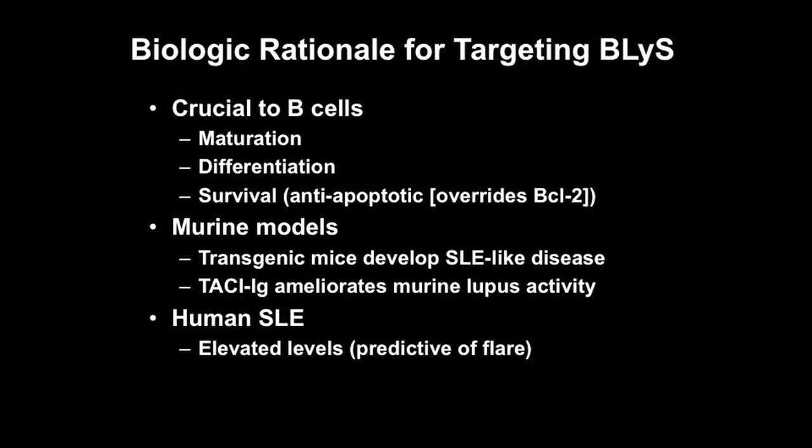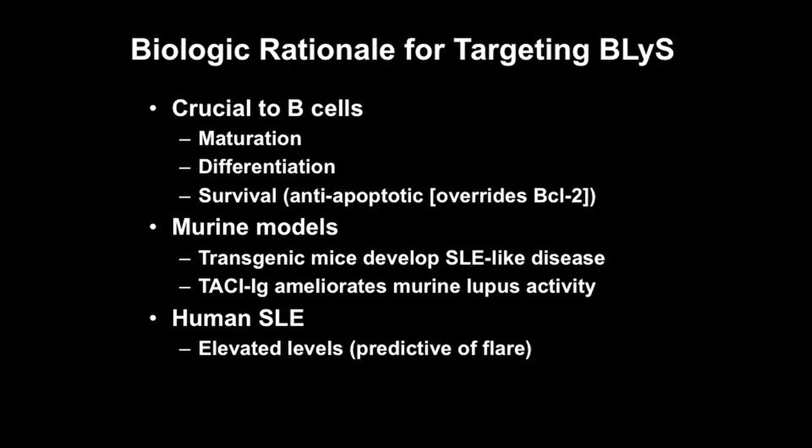So we all have BLyS. Lupus patients have higher levels of BLyS. You can antagonize BLyS with a therapeutic antibody. BLyS levels then go down, maybe even to 0, which means that that B cell is no longer stimulated because there's no BLyS around. So that's just the principle. So this is the rationale for doing this. BLyS is crucial to B cells.